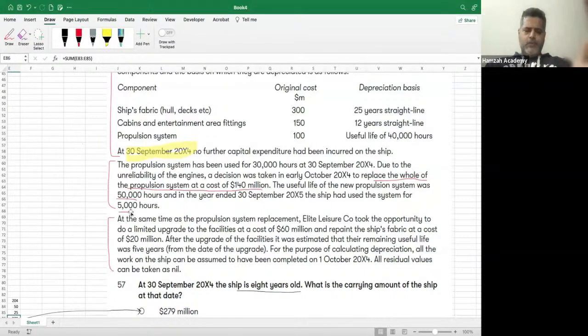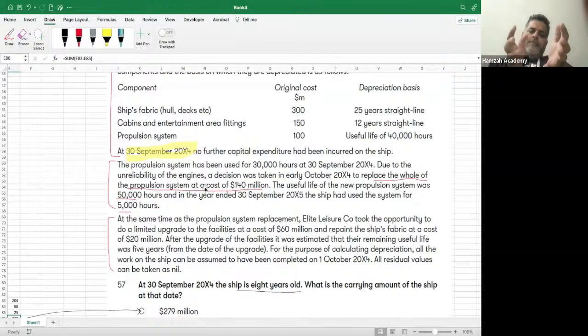Whatever the component you're changing, for example, you have replaced the propulsion system. So the old propulsion system's carrying value is going to be de-recognized, and the new propulsion system's value is going to be capitalized, and it will be depreciated over its useful life, right?